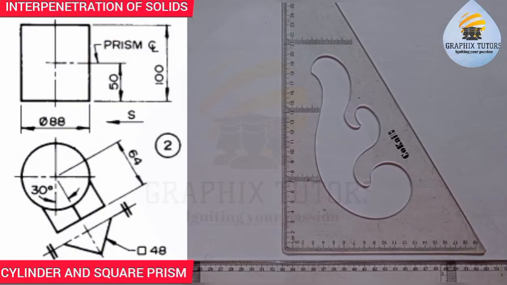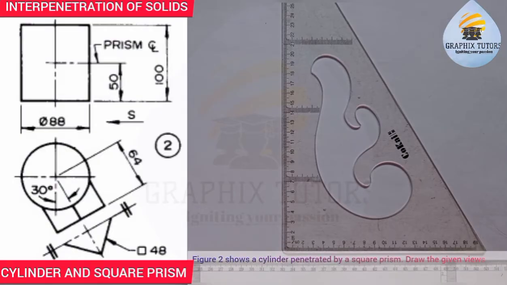The question that supports this diagram says that Figure 2 shows a cylinder penetrated by a square prism. Draw the given view and complete the elevation with the interpenetration curve. Add an end view looking in direction of the arrow X. Before we can do anything here, we need to redraw this given view, so let's redraw this view and see what we're going to be having.